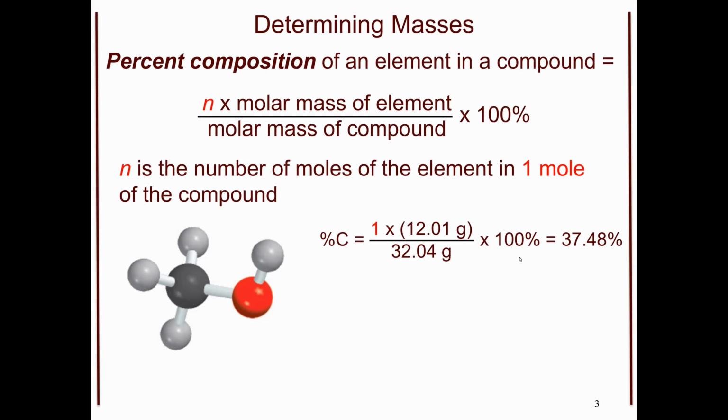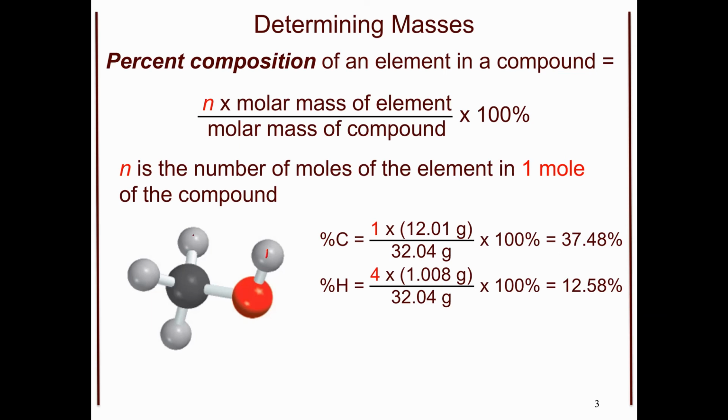So as you can see here, here is the math and how that is completed. We will take our percent composition of carbon is equal to 1 times the molar mass of our carbon, which is 12.01 grams, and divide it by the total mass of our compound. So in the case of our methanol that you see here, that would be 32.04, and you will see that it comes out to have 37.48% carbon.